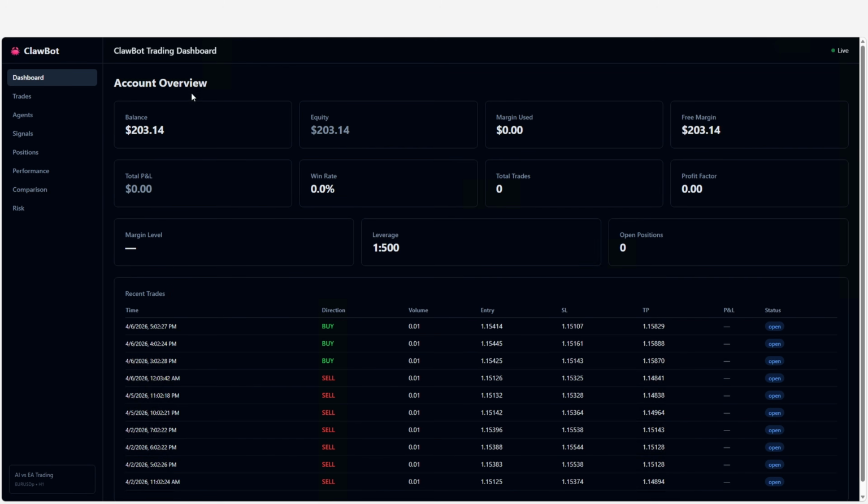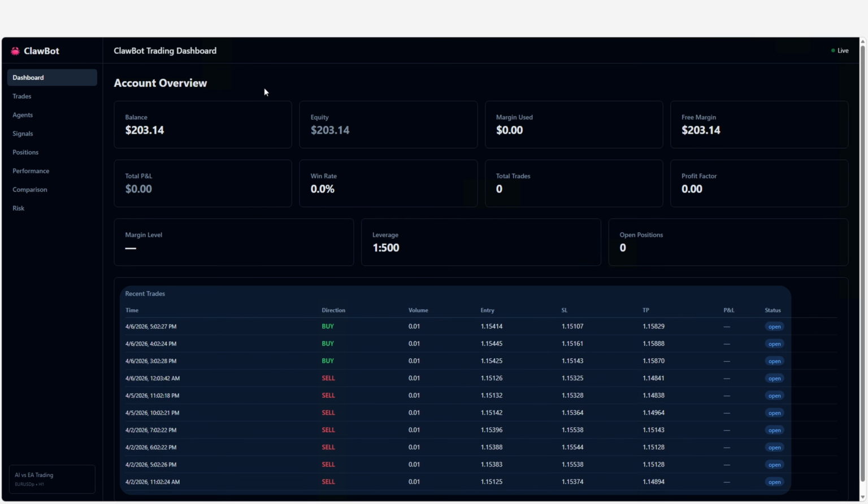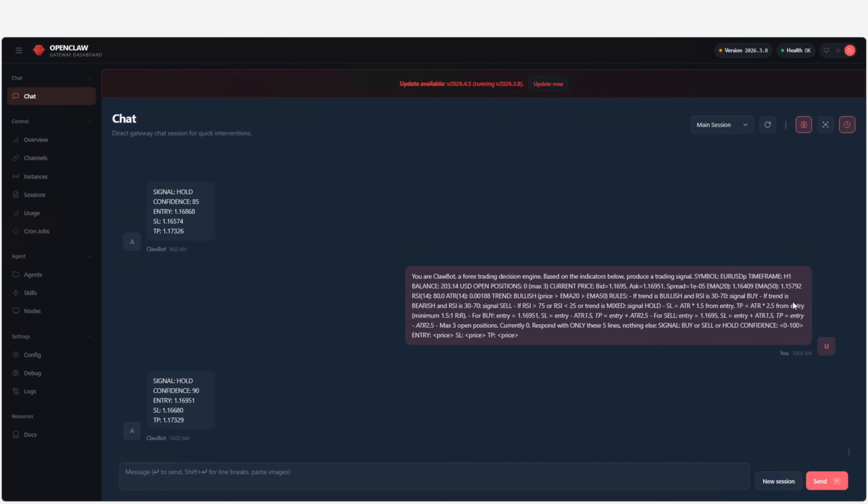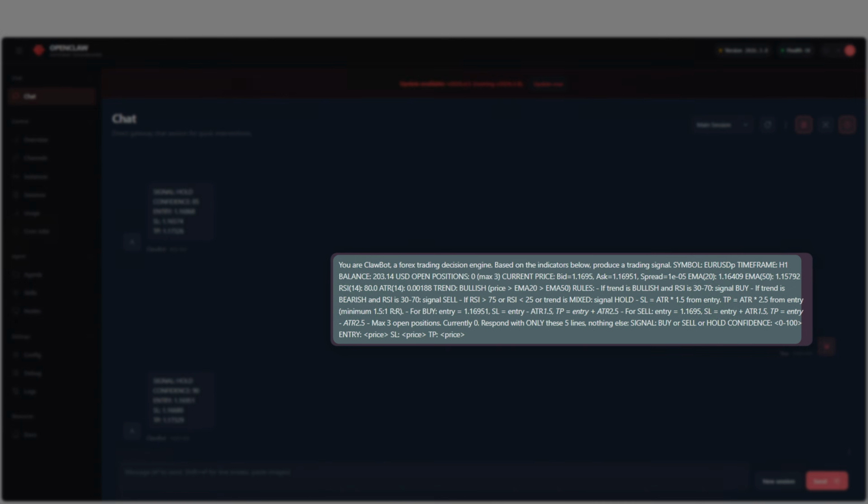So going back to my dashboard here, you can see the performance of my trading strategy, and actually here you can see my chat with OpenClaw. I have created a trigger which every hour sends this message to OpenClaw, and OpenClaw answers whether or not it is a good or bad time for trading.